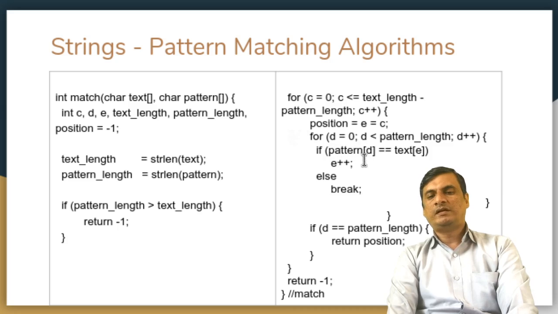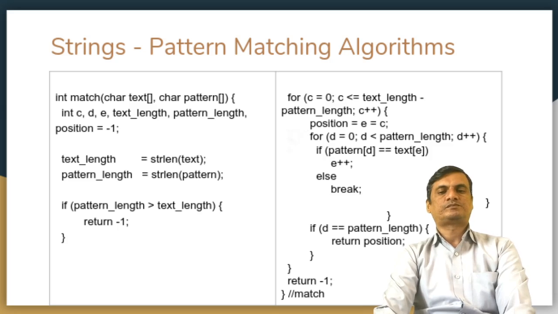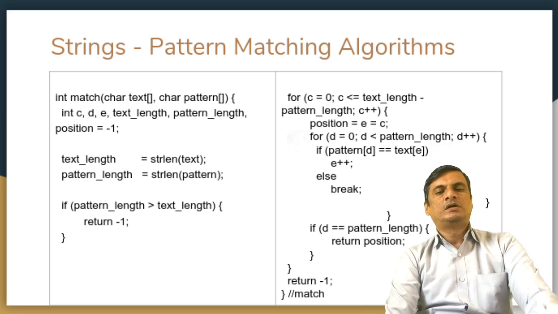Whenever the letter in the pattern matches the letter in the text, we increment the index of the text. Otherwise, if it is not matching, we break from the inner loop, not from the outer loop, and we match the next test. At the end of the execution of the two for loops, if D is equal to the pattern length, then we indicate that the substring or the pattern has been found. Otherwise, we return -1 indicating that the pattern is not found within the original string. So this is the C program based on the brute force technique.